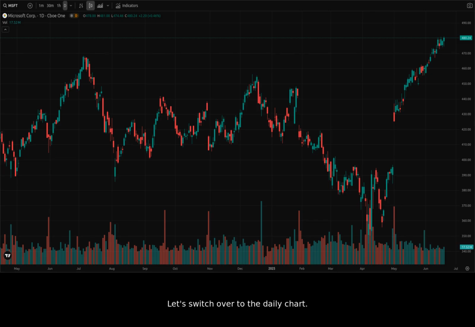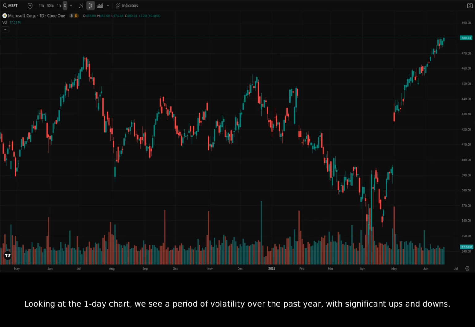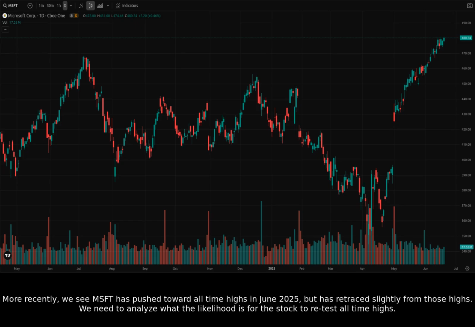Let's switch over to the daily chart. Looking at the one-day chart, we see a period of volatility over the past year, with significant ups and downs. More recently, we see Microsoft has pushed toward all-time highs in June 2025, but has retraced slightly from those highs. We need to analyze what the likelihood is for the stock to retest all-time highs.